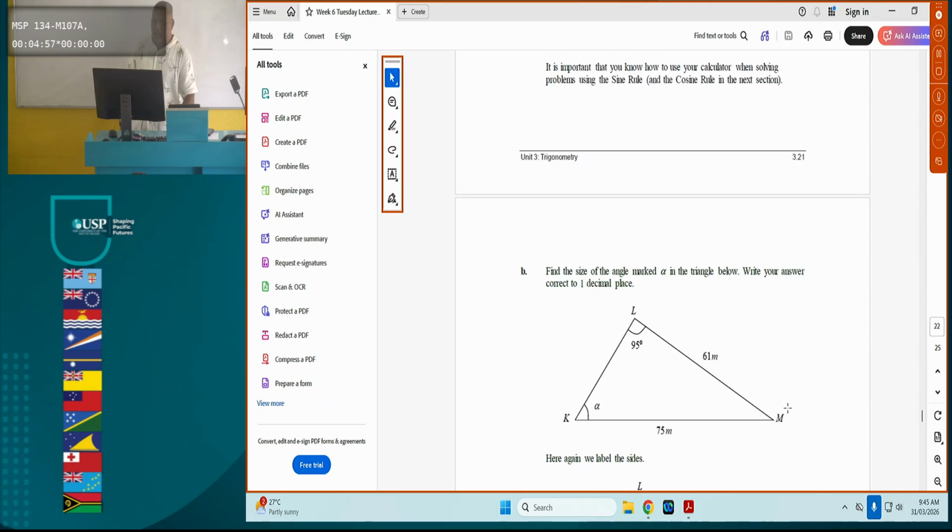Here's another problem, another example. We're using angles K, L, M. So we need to label the sides correctly. Which side is this? L. Which side is this? K. This side is M. It looks like these two are not known, so we can remove them. But because we are asked to find the angle, we will use the first version, replacing A, B, and C with K, L, M.